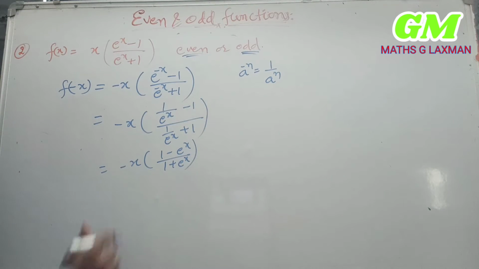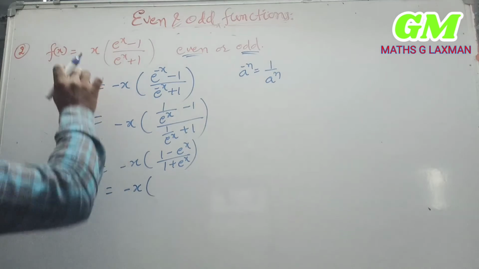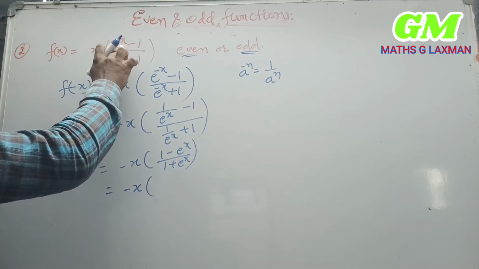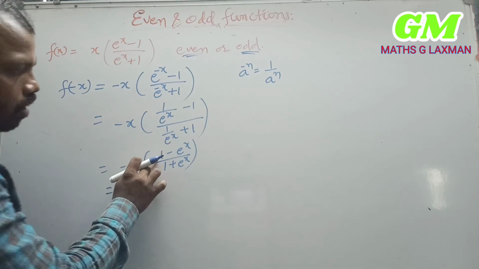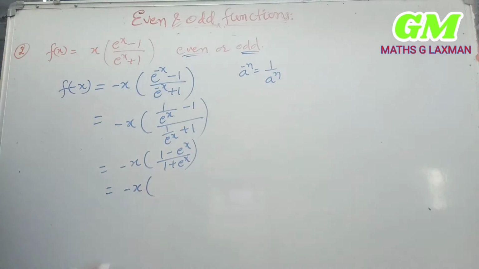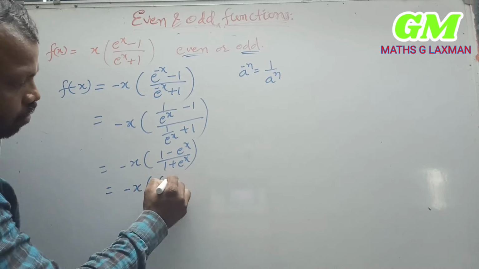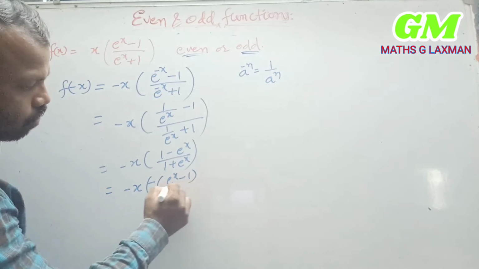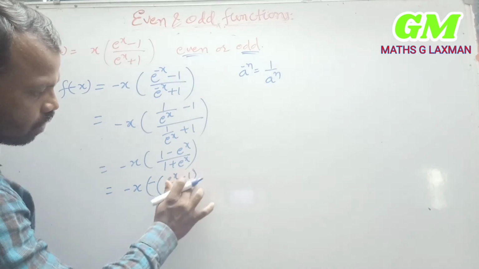Now here we have minus x, but actually f of x is given as x times e power of x minus 1 divided by e power of x plus 1. But here we got minus x times 1 minus e power of x divided by 1 plus e power of x. So if you take minus as common, we get e power of x minus 1 divided by e power of x plus 1.